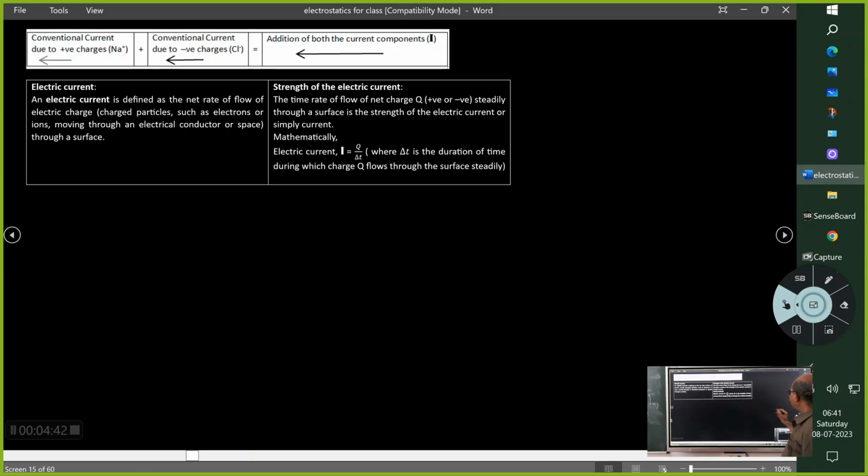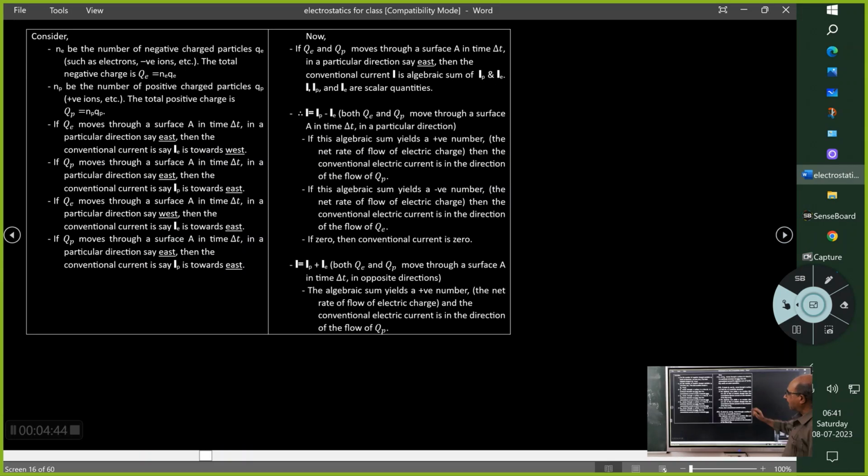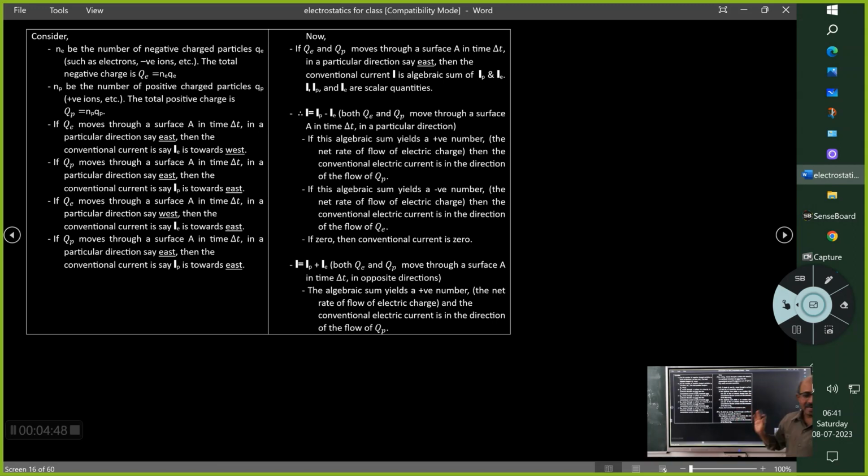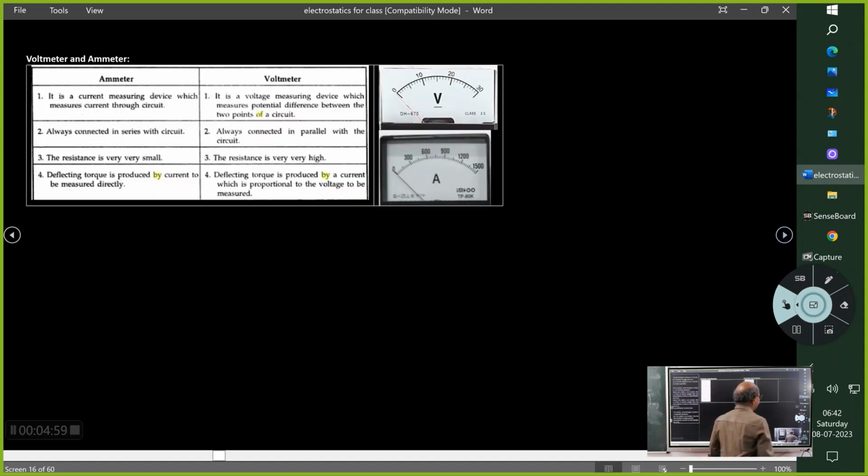So this we have already discussed yesterday. If you read this very carefully, you will understand the difference between natural current and conventional current. Please read this. I have given a very elaborate description on this, and I suppose you will understand.